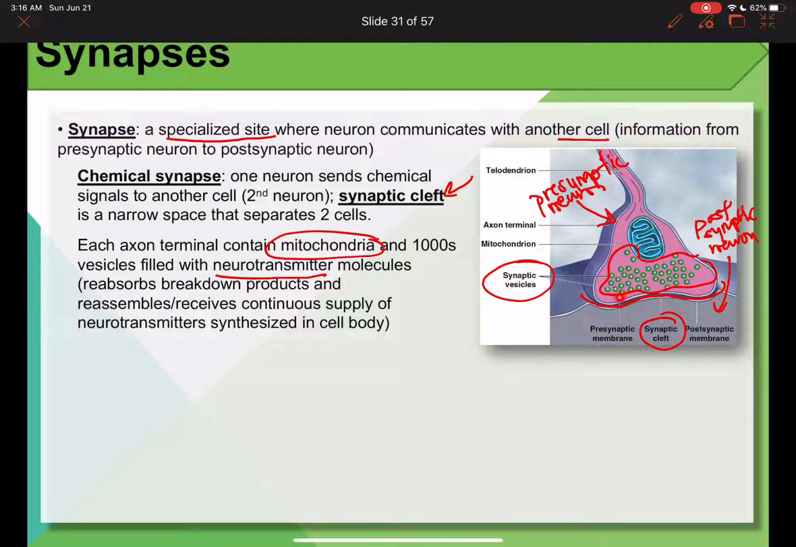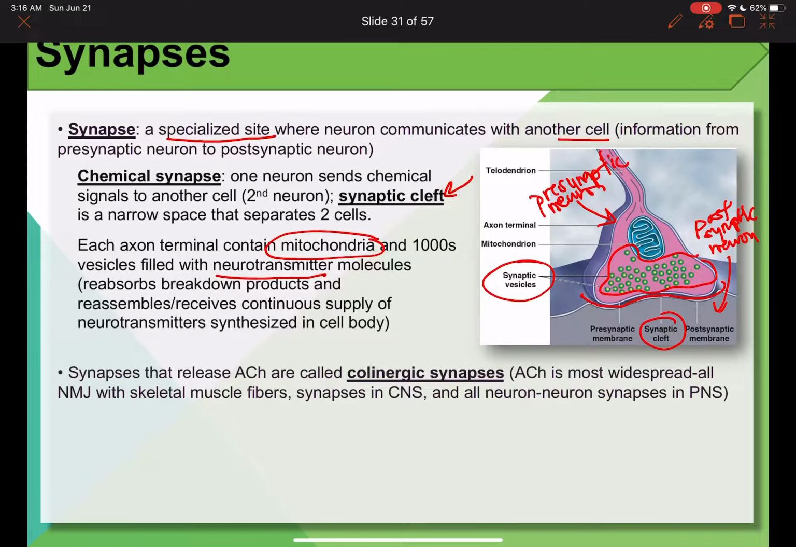So when it is broken down, the axon terminal can reabsorb those broken products and either reassemble it here or actually bring it all the way back to the cell body to be resynthesized into a normal functional neurotransmitter, so they can refill those synaptic vesicles, always ready for that action potential to arrive and release the neurotransmitter into the synaptic cleft.